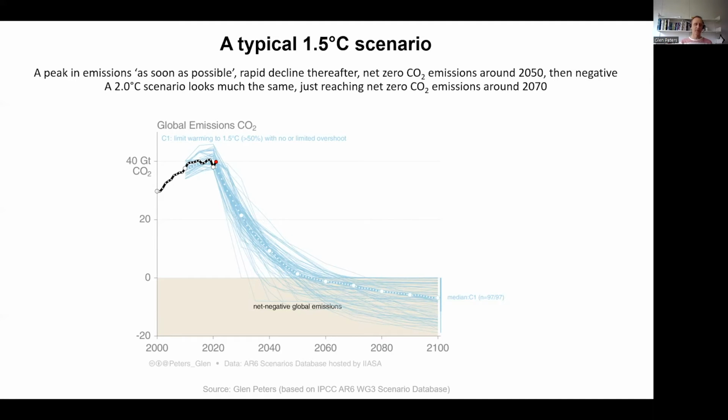There's a peak in emissions, which needs to happen pretty much immediately, as soon as possible. After that, there's a rapid decline in emissions, and they reach net zero CO2 emissions around about 2050. You'll see here that some scenarios reach net zero CO2 emissions a little bit earlier, some a little bit later. Then after they reach net zero CO2 emissions, they go net negative. So on a net basis, carbon is being removed from the atmosphere overall.